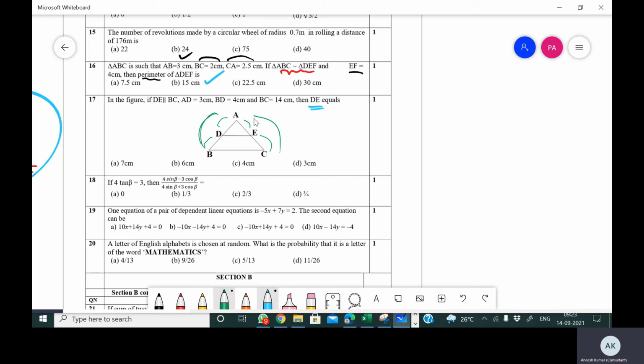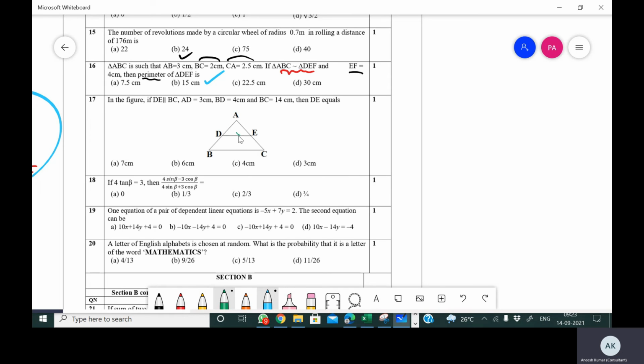Only on the lateral sides, what is there? That only we will get. We won't get the base like DE and BC. So whenever the question is about the bases DE and BC, you have to use similarity. Okay, so how do we use similarity in this?